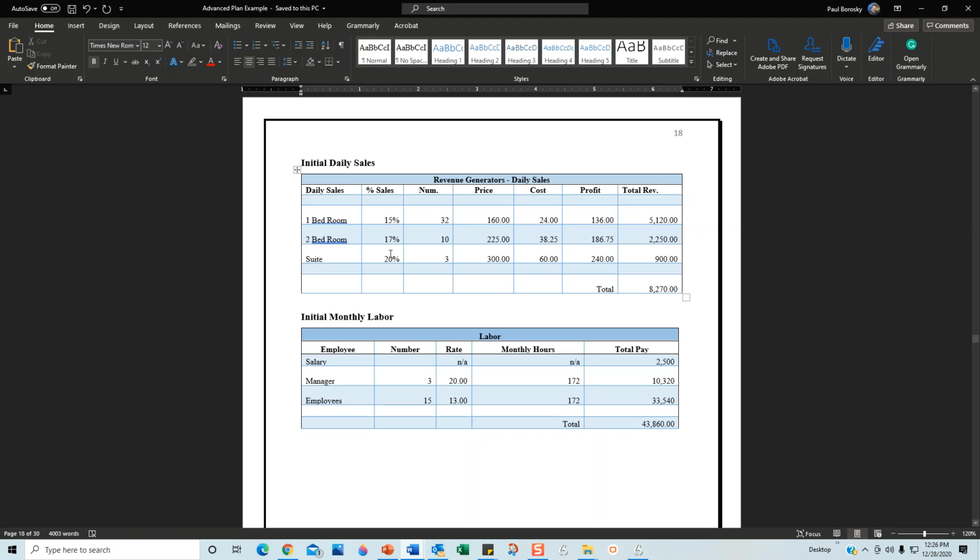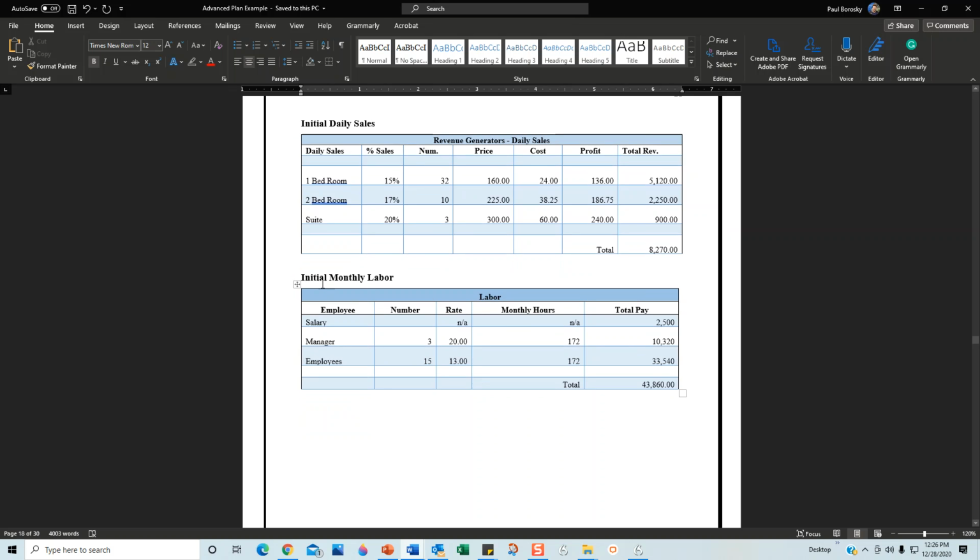Percentage of sales, this could be your variable cost. Number of sales, for this example, this is a hotel, 1 bedroom, 32 rooms. Then I'll do the price, the cost. At the end of the day, I'm going to know what my revenues are for each segment of the business that I'm selling, each product or service, and then I'll be able to summarize it right here.